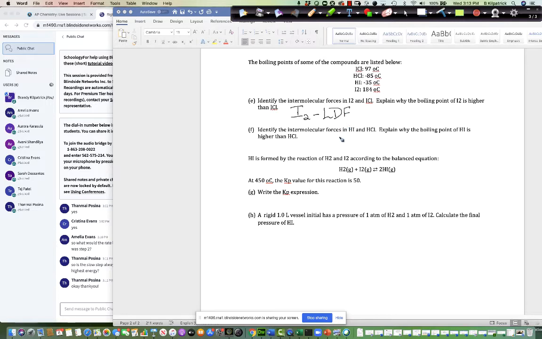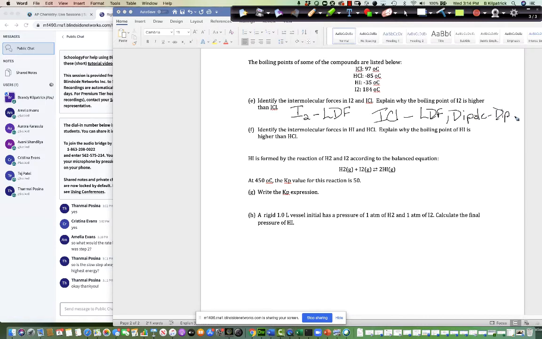And remember, LDF, London dispersion forces, is when the electrons can move around in the molecule and create temporary dipoles. So they create a temporary negative region and a temporary positive region. All molecules are capable of LDF. It's just if it's nonpolar, it can only do LDF. And then if I look at ICl, well, ICl is also capable of LDF, but it's polar. I with a Cl, we're going to have a polar bond, so that means that it's also capable of dipole-dipole.